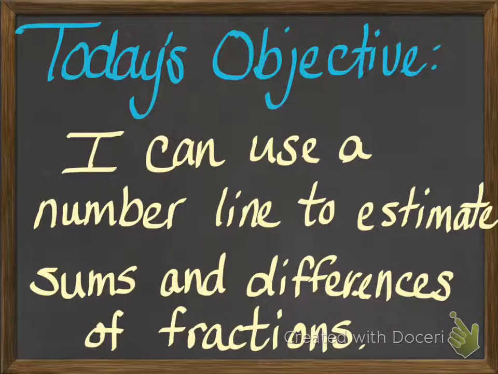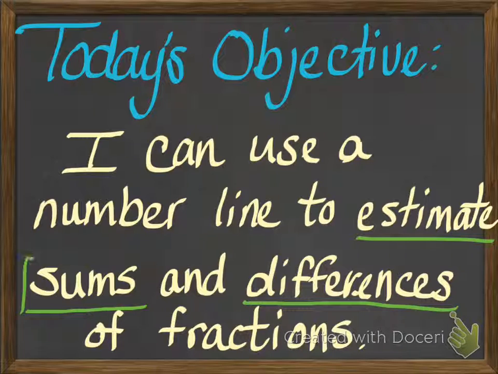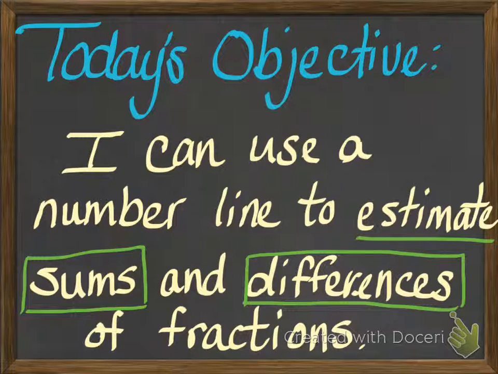Today's objective is I can use a number line to estimate sums and differences of fractions. So let's look at this objective real quick. I see some keywords in here that tell us what we're going to be doing today. The first one is estimate. So we are finding an approximate answer, not the exact answer. And we're finding the sums and differences. We know that the sum is the answer to an addition problem. Difference is the answer to a subtraction problem. And then, of course, we're using fractions.